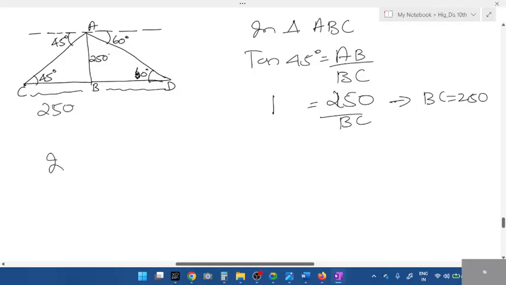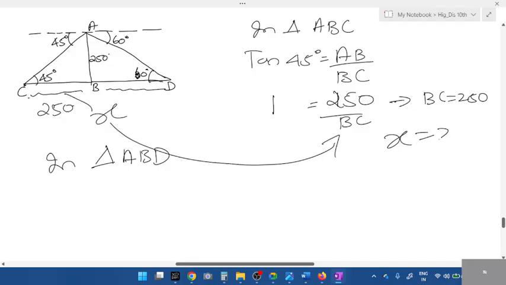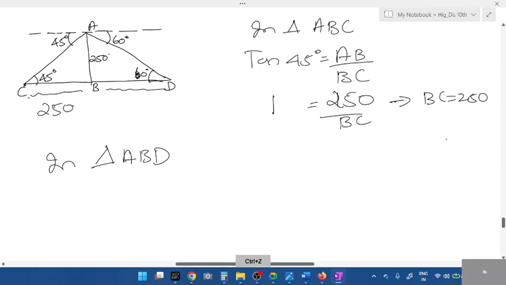Next, in triangle ABD. And once again, sorry, not ABX, ABD. You can take CB as X, students. You can take X here. You can write X is equal to 250. Not an issue. You can take however you want. Usually I don't take X there. If no value is given, I don't take X. I just take BC so that you don't get confused. Just take BC, write it as 250.